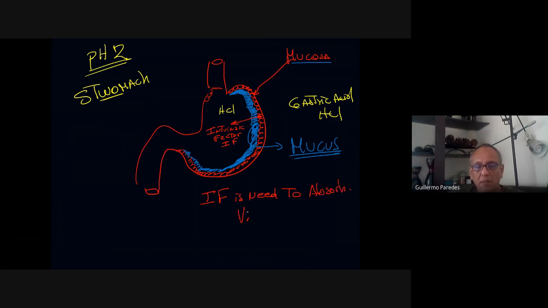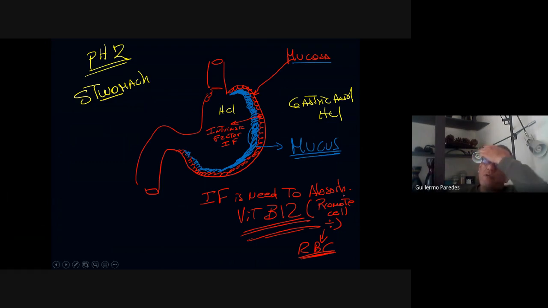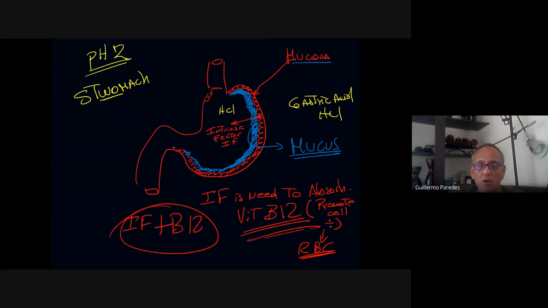to absorb vitamin B12. Vitamin B12's main action is to promote cell division, especially of the red blood cells. We need vitamin B12 to produce red blood cells. We produce 2 million red blood cells every single second. It's a lot. We will talk about it later. So vitamin B12 needs to be attached: intrinsic factor plus vitamin B12. And this is going to get into the duodenum and then be absorbed. You okay with that?